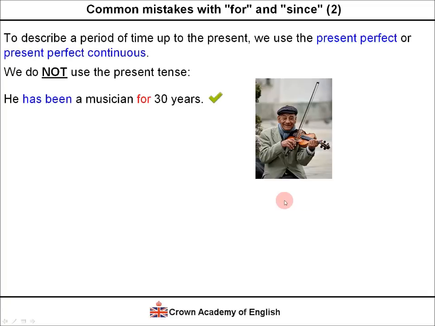Example, he has been a musician for 30 years. So this is correct. We are using the present perfect to describe a period of time up until the present. In the present, he is still a musician. He's still alive. But this is wrong. He is a musician for 30 years. This is not correct. We do not use the present tense to describe a period of time in the past and up to the present.